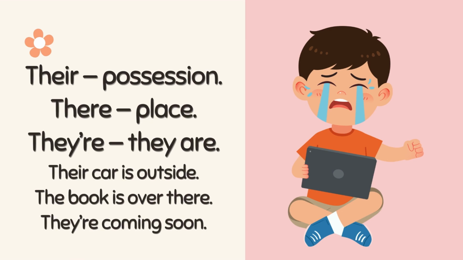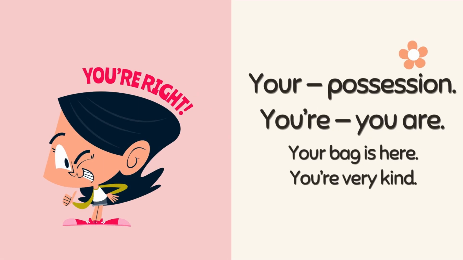You see these three words? They are very tricky. The first one is their, the second one is there, and the third one is they're. Now, the first one shows possession. The second one, there, shows place. And the third one, they're, means they are. So, for example, their car is outside. The book is over there. They're coming soon.